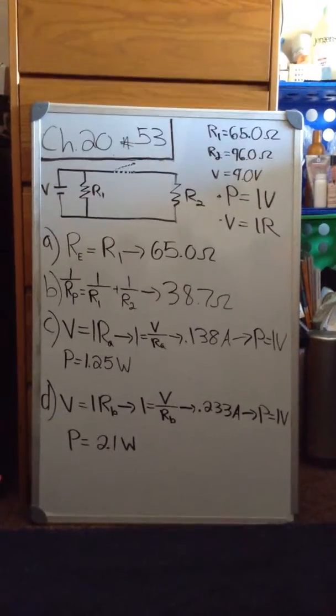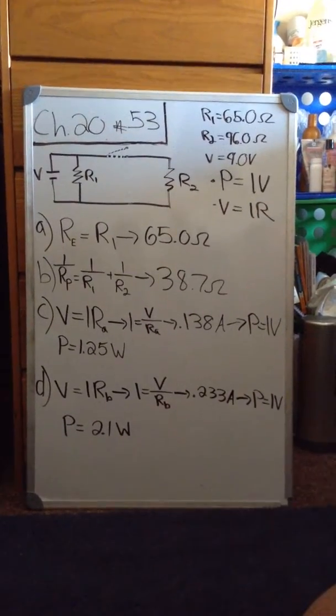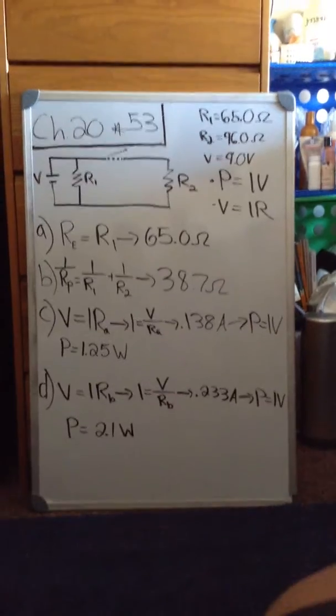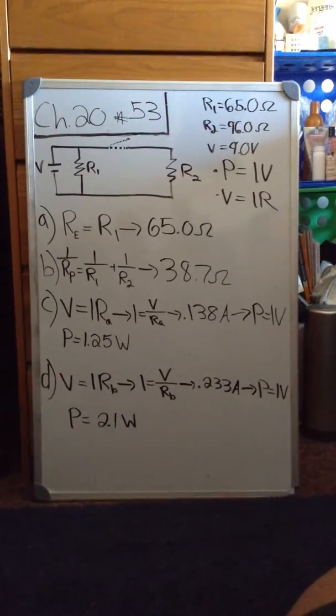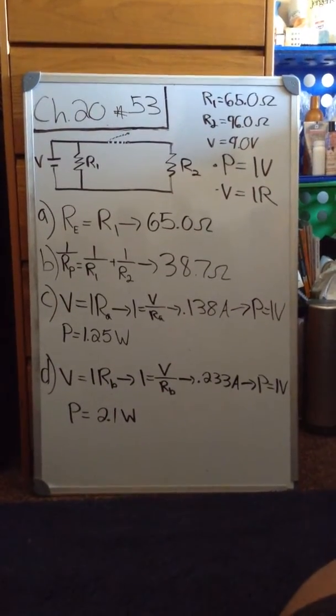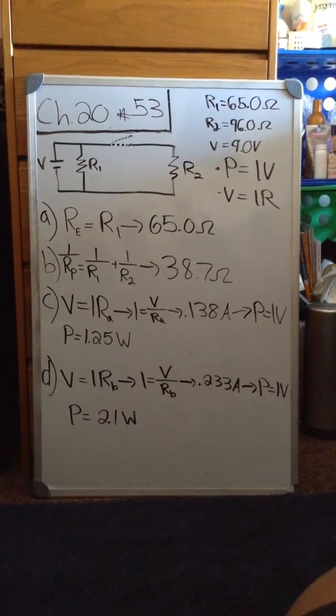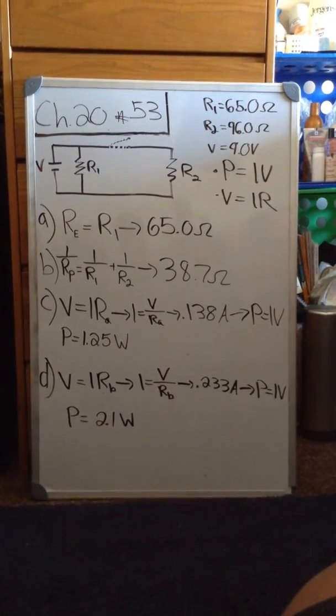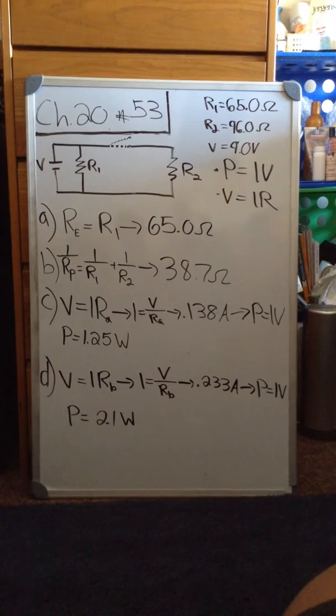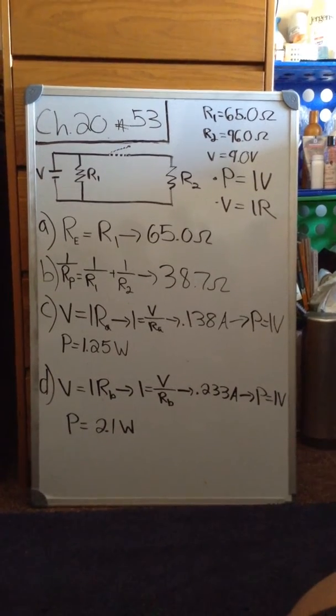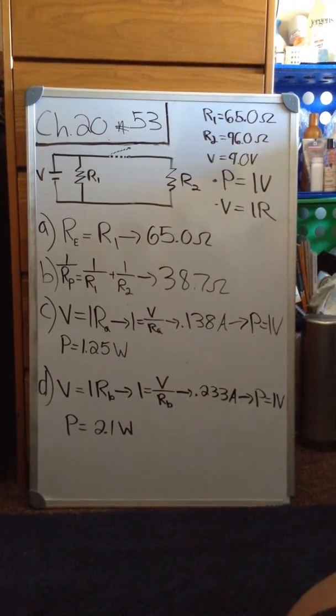This is number 53 from chapter 20. The drawing shows a circuit that contains a battery, two resistors, and a switch. What is the equivalent resistance of the circuit when the switch is A, open, and B, closed? And what is the total power delivered to the resistors when the switch is C, open, and D, closed?